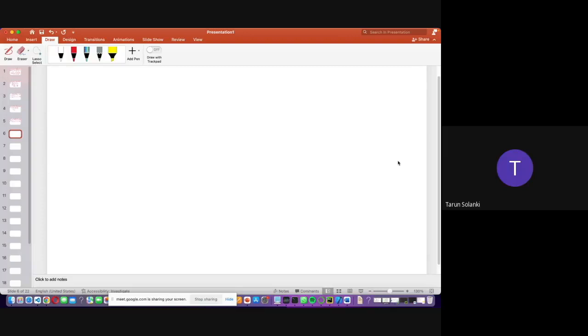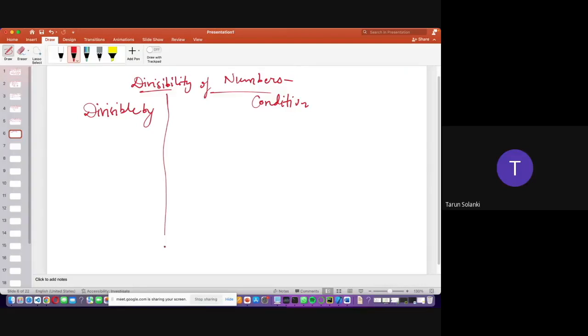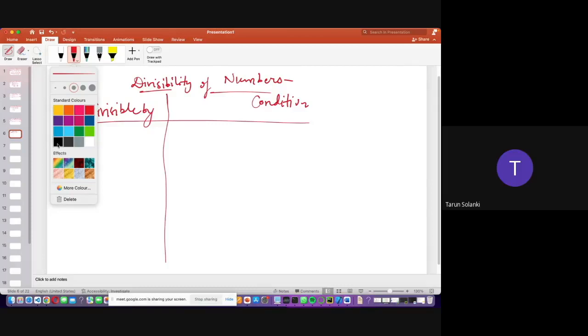Okay, next thing is divisibility of numbers. Here I will write divisible by, and this side I will write as condition. So you can draw a line. Okay, so let me choose a different color.